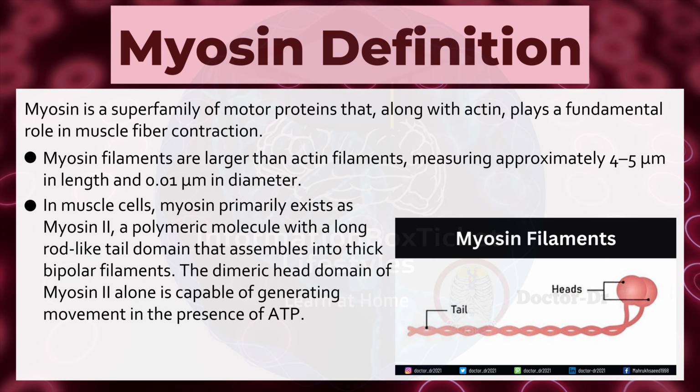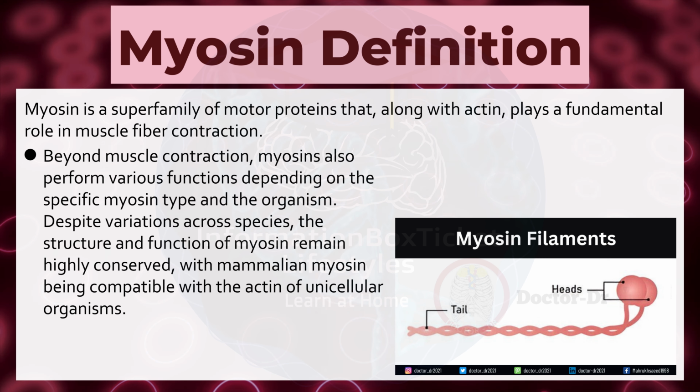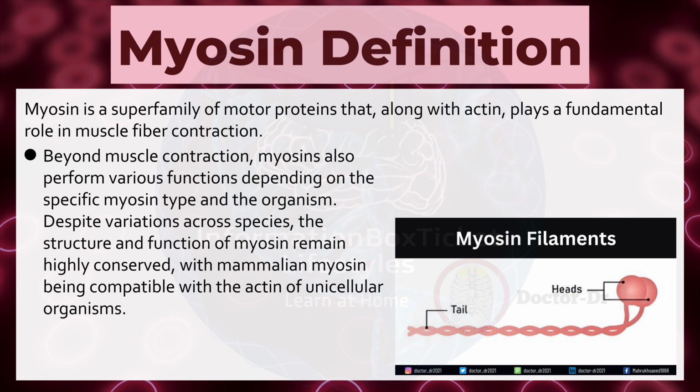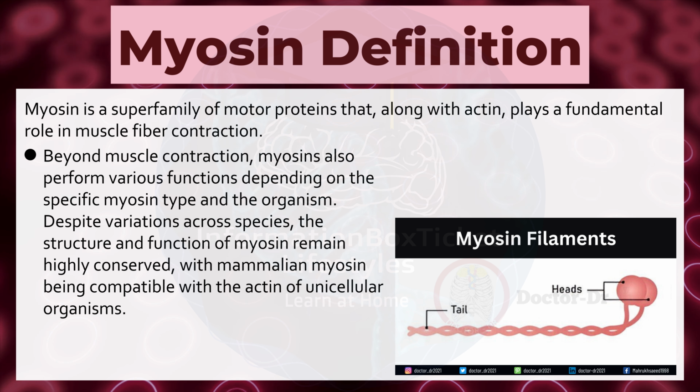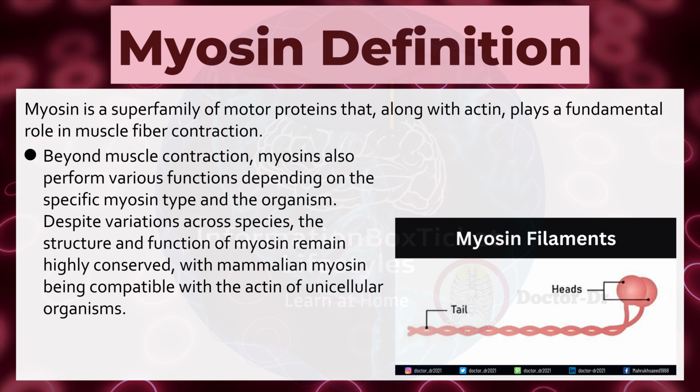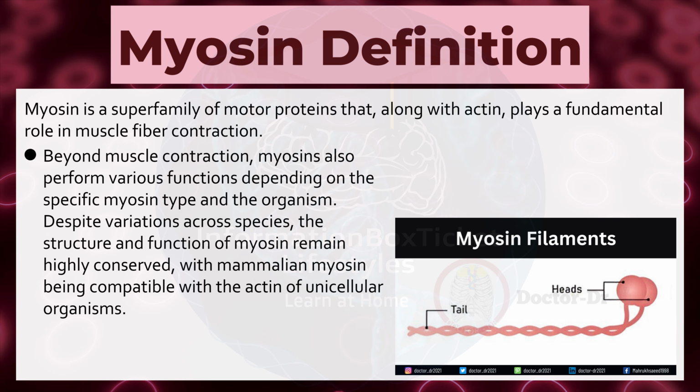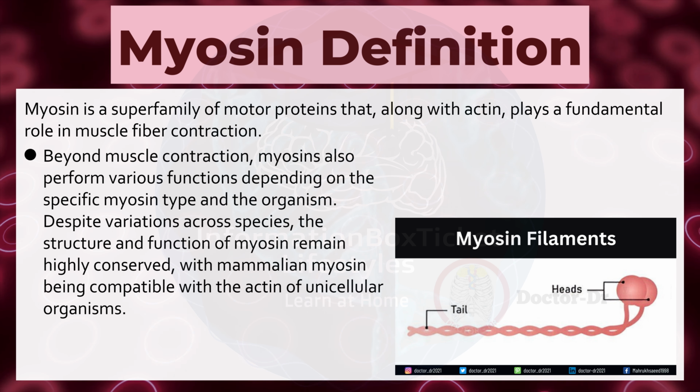Beyond muscle contraction, myosins also perform various functions depending on the specific myosin type and the organism. Despite variations across species, the structure and function of myosin remain highly conserved, with mammalian myosin being compatible with the actin of unicellular organisms.